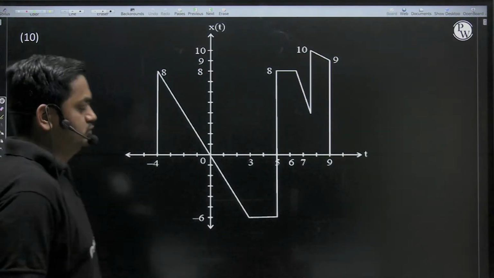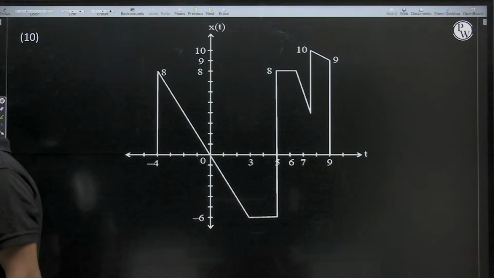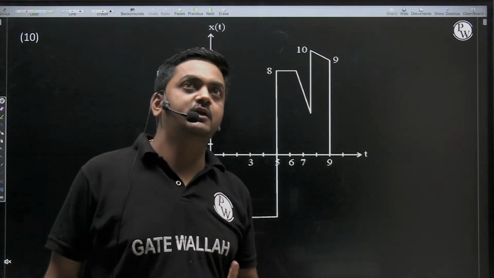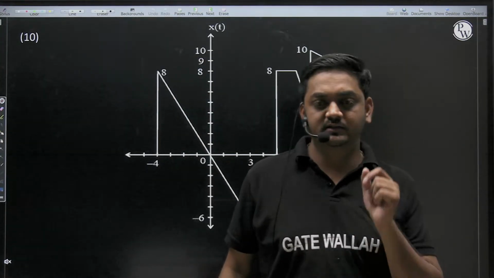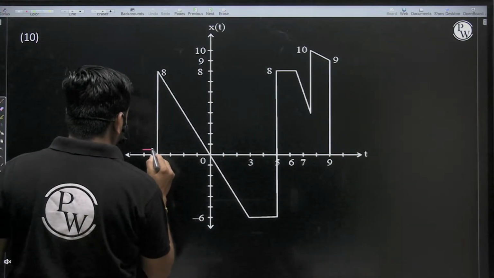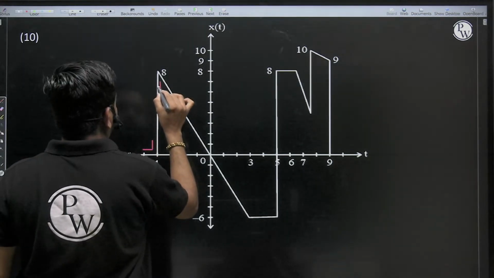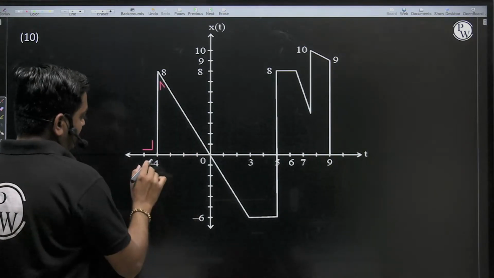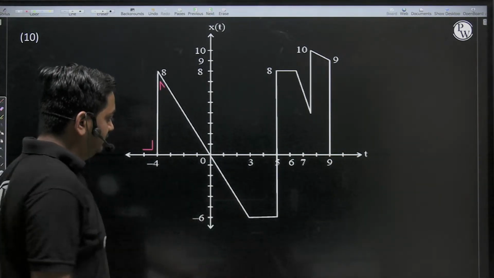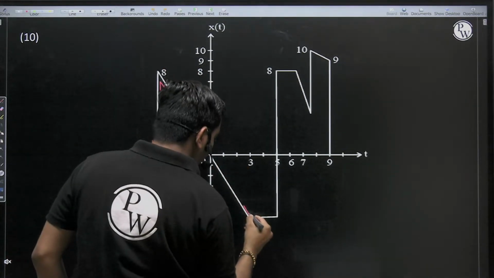This is a very good question, guys. Now first of all, observe the sudden change in amplitude and the linear change in amplitude at each and every instant. Here at t equal to -4, there is a sudden change in amplitude as well as a linear change in amplitude, and at t equal to 3, there is only a linear change in amplitude.